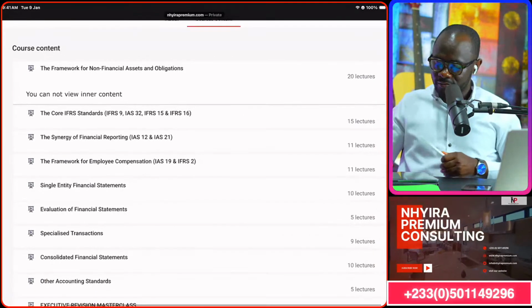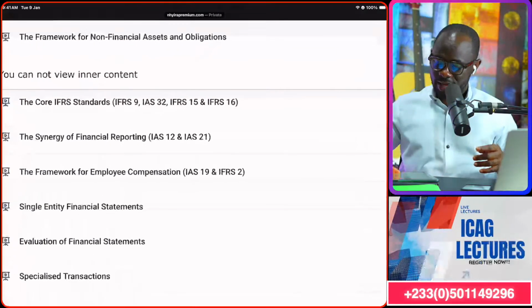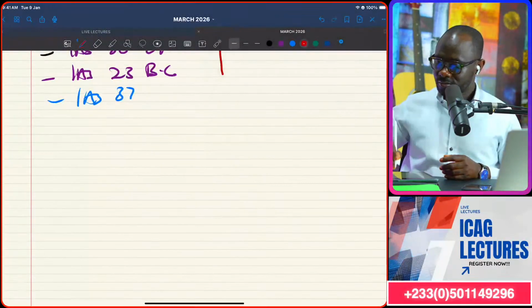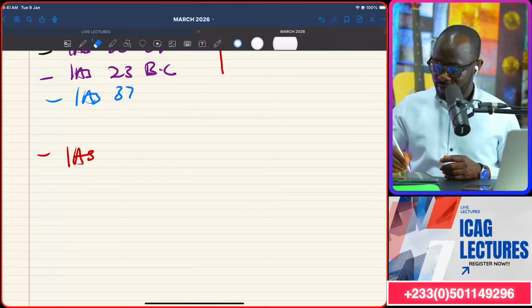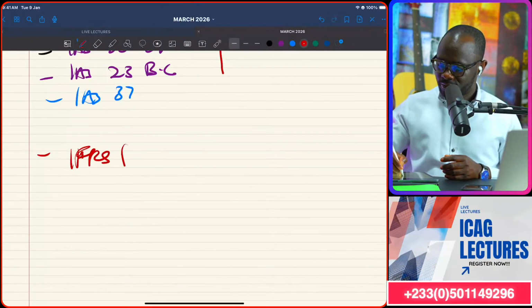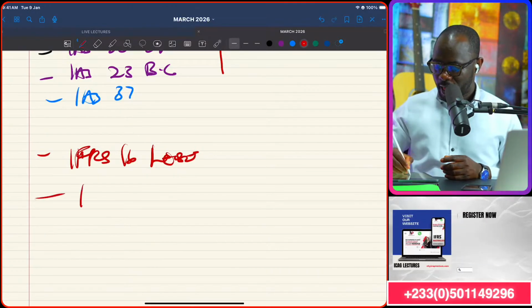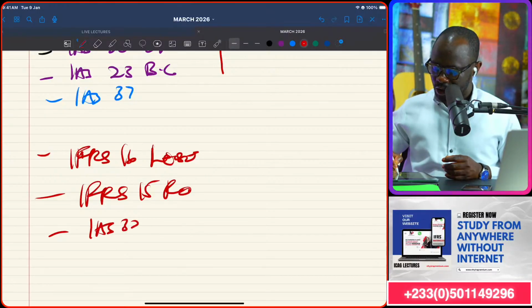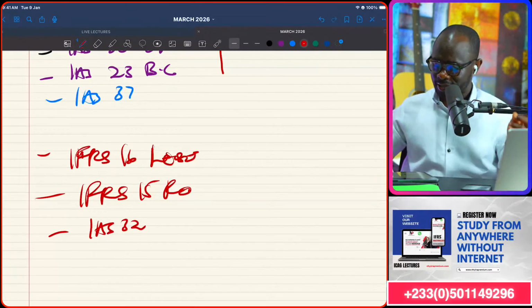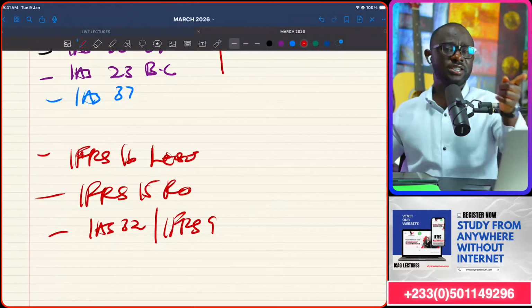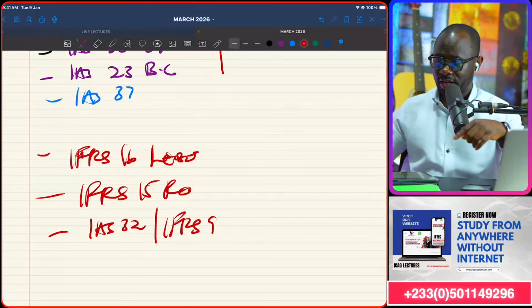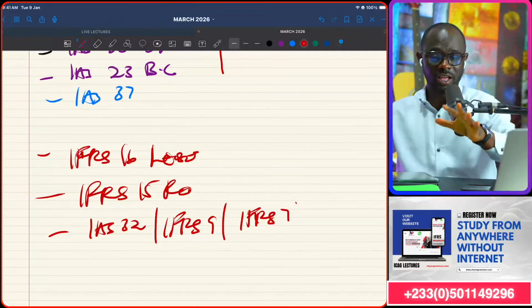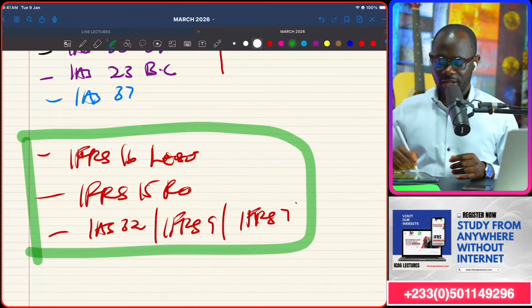Whatever standard you have learned, there are certain things you must understand. The second category is the core IFRS standards, and that is the 3-party relationship: IFRS 16, leases, IFRS 15, revenue from contract with customers, and then IAS 32, financial instrument presentation, and IFRS 9, financial instrument measurement and recognition. Then IFRS 7, financial instrument disclosure. So these 3 standards also work together.